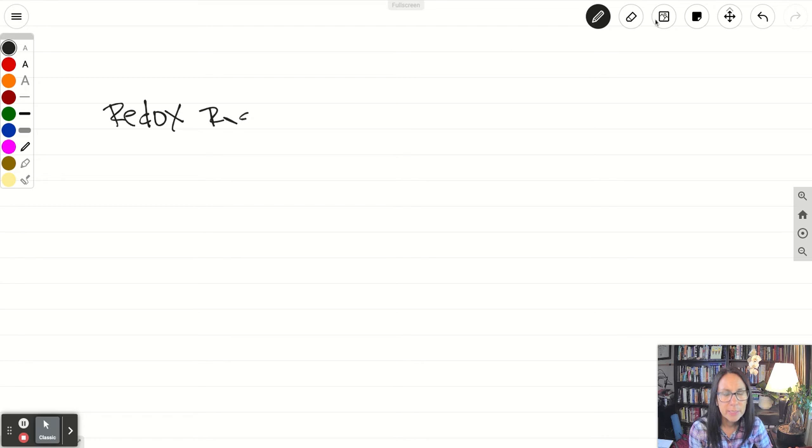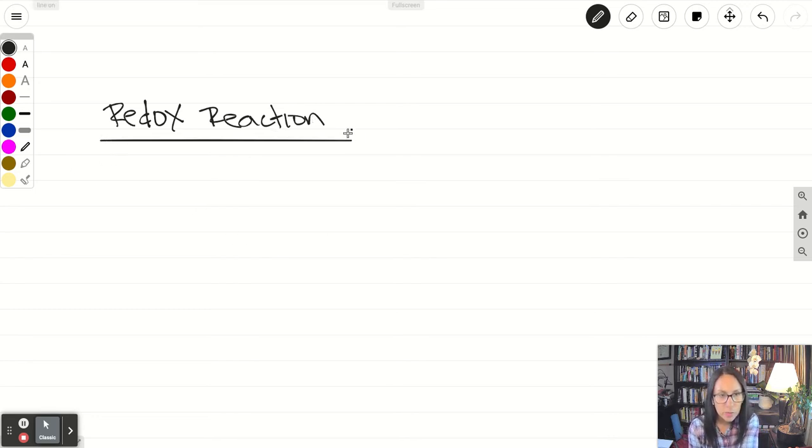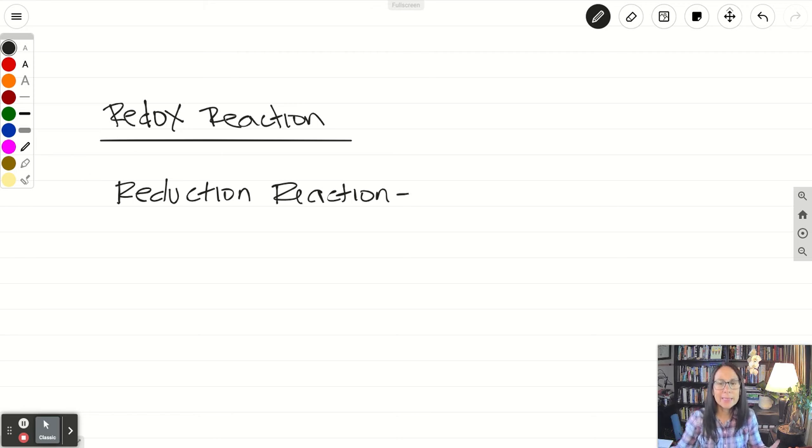And this is 2 reactions. It's called a reduction and an oxidation. Okay, so this redox reaction means 2 reactions. It means a reduction, which is this RED here, and there's another reaction that happens at the same time called an oxidation. Okay, so let me write this down and let me show you an example. Okay, a reduction reaction is when an electron is added.